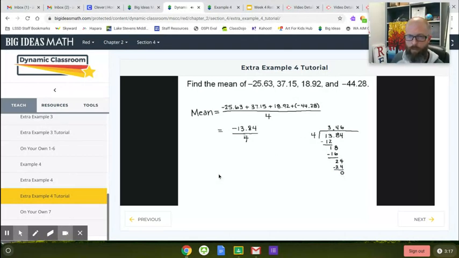But don't forget the sign. We have a negative divided by positive. So when you divide rational numbers with different signs, the quotient is negative. So the mean for our values is equal to negative 3 and 46 hundredths.